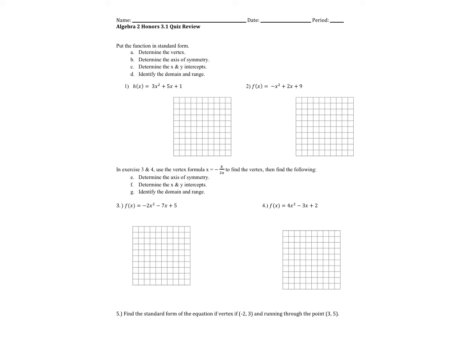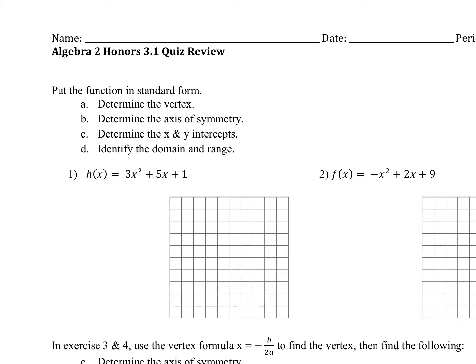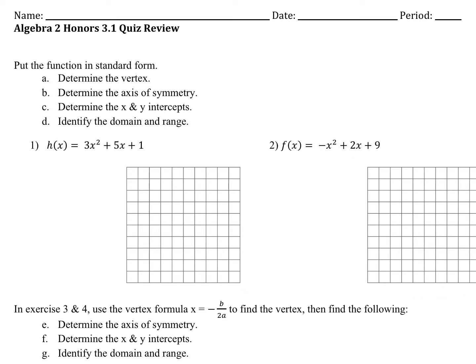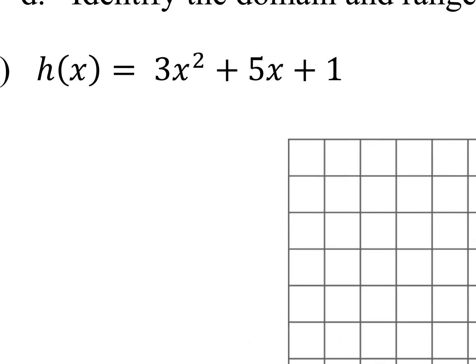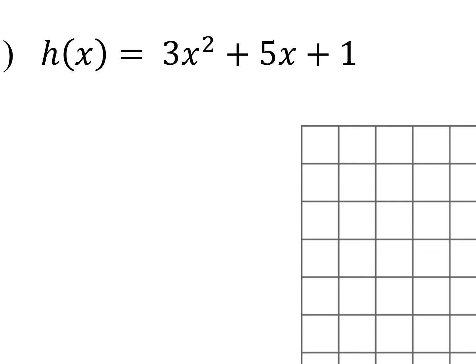This video is going to go over the 3-1 quiz review. So the first two questions, the directions say to determine the vertex, the axis of symmetry, the x and y intercepts, and the domain and range after you put it into standard form. So the first thing we're going to do is get that into complete the square or standard form.